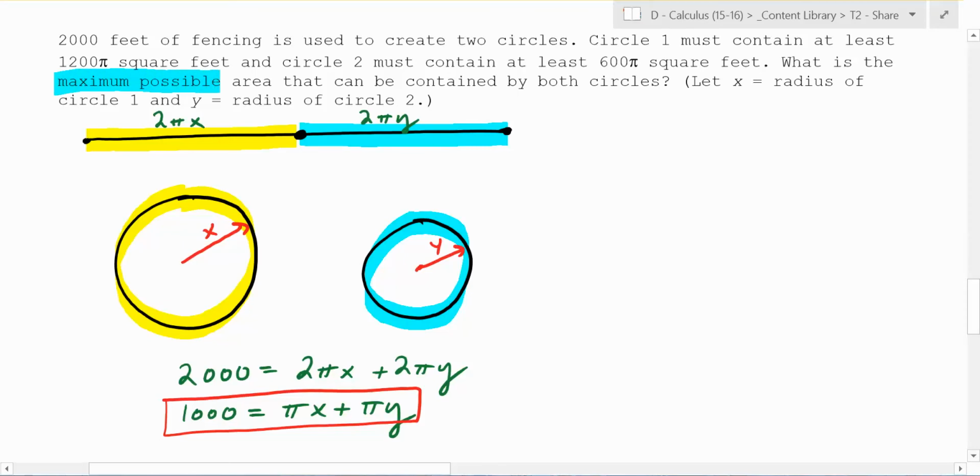But he said at least 600 and... Yeah, but those are the minimum for each. But overall, we're maximizing the combined area of those two circles.